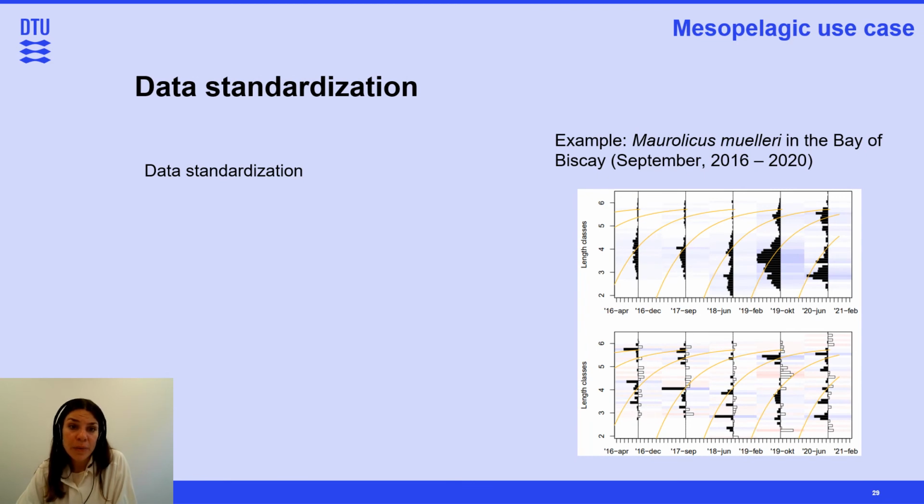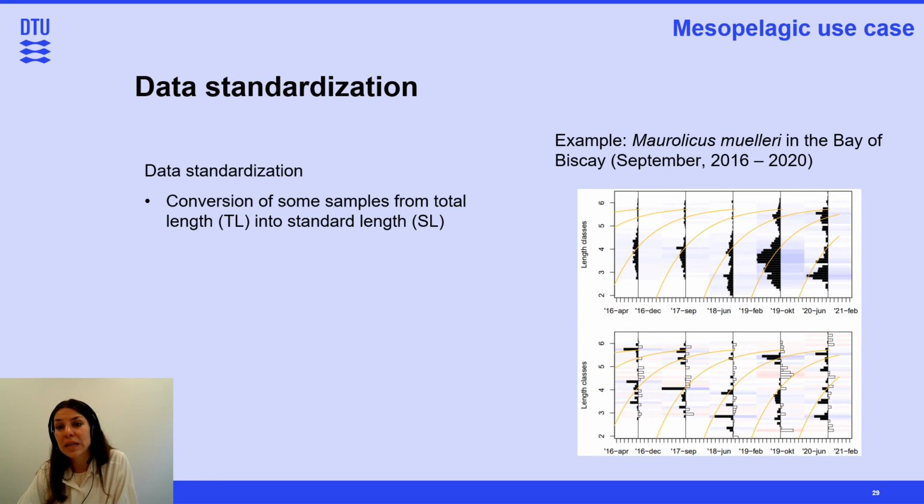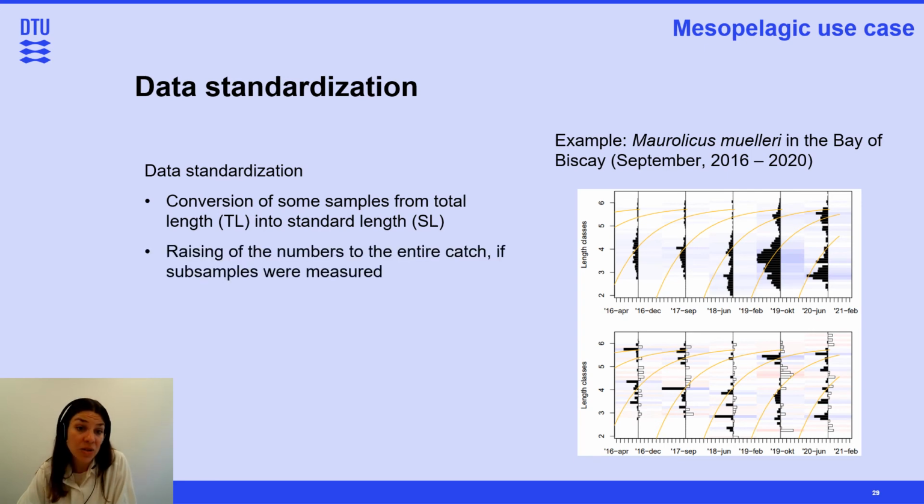In a first step, we standardized the data. So we converted some samples from total length into standard length. We raised the frequencies to the entire catch if subsamples were measured, and we removed outliers. Here on the right, you see the length frequencies from Maurolicus in the Bay of Biscay, and as you can see, only 2 peaks can be identified, and the data is quite a bit noisier than in previous examples.